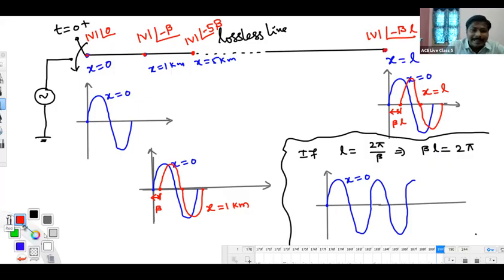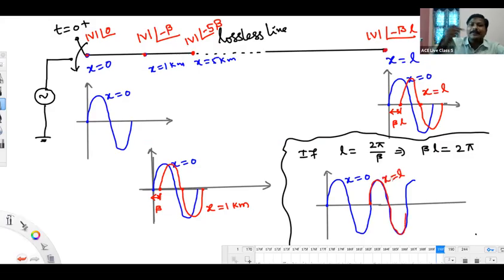And how is the x equals to L wave now? Anybody please tell me. Beta is negative. That's what I have shown: delay in that waveform. How is that now? It will be shifted by an angle of 2 pi. So you are going to get the x equals to L wave something like this, right?